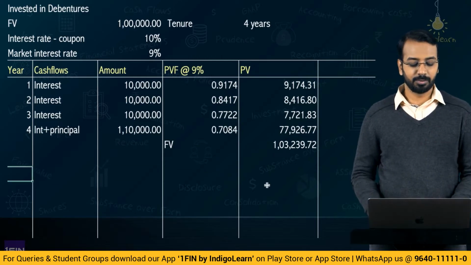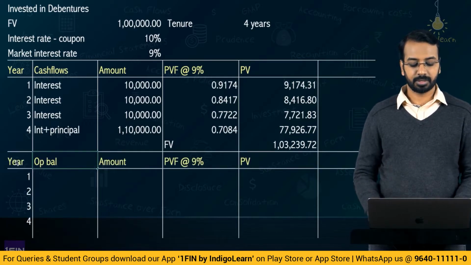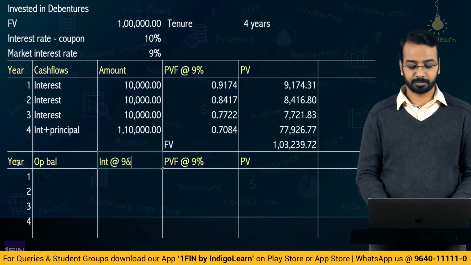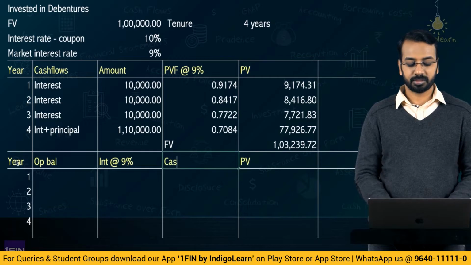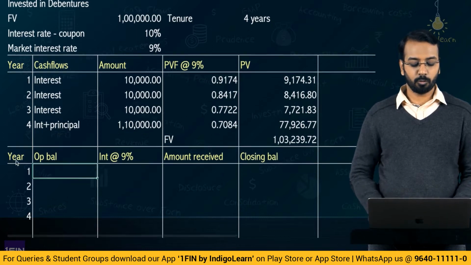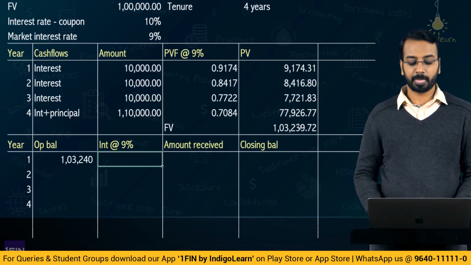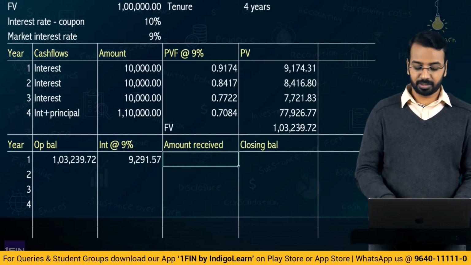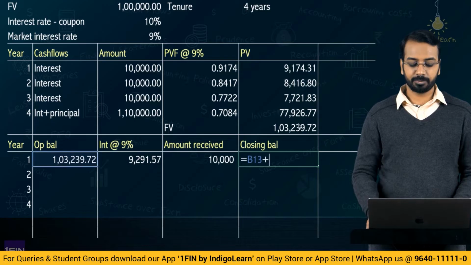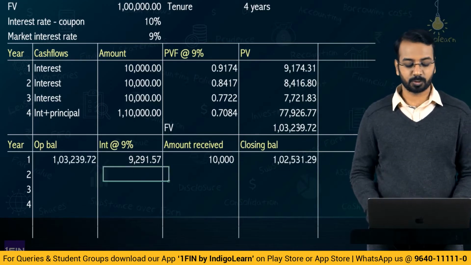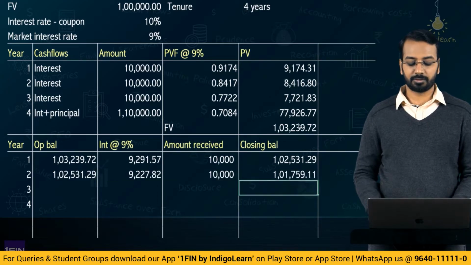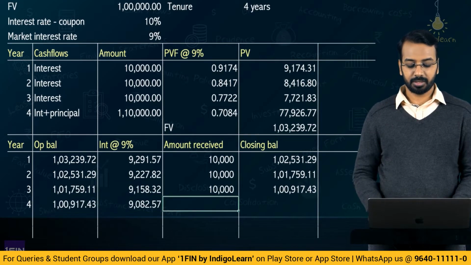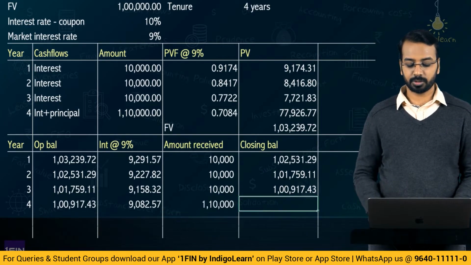What is this effective interest method? Simply put, we have 1, 2, 3, 4 years. What is the opening balance, interest at 9%, amount received and closing balance, right. So, opening balance is your cost 1,03,239, interest at 9%, this multiplied by 9%, you get 9,292.57, amount received 10,000, that is what you will receive, closing balance is opening plus interest minus received. Then opening balance, interest, amount received, closing balance. So, you do it for each period. Here you will get 1,10,000, closing balance will be 0.